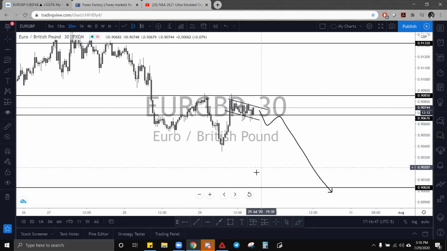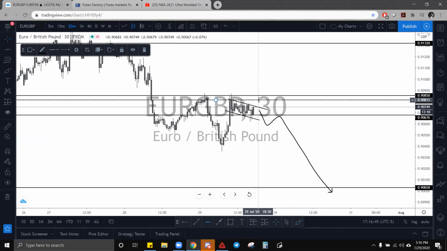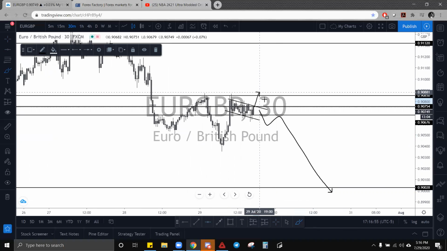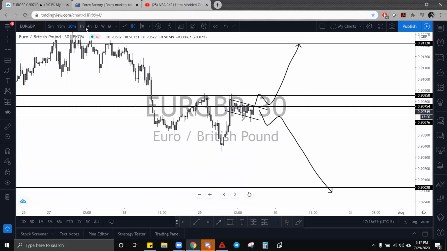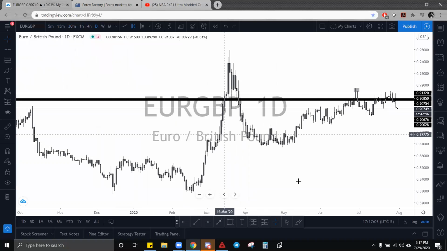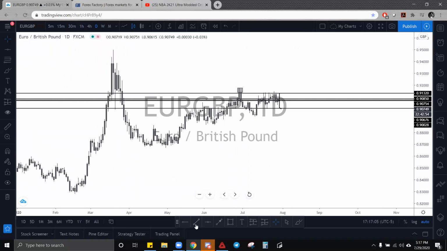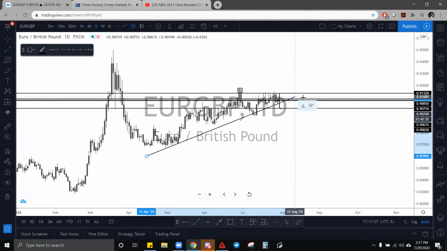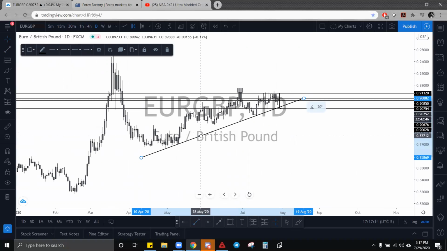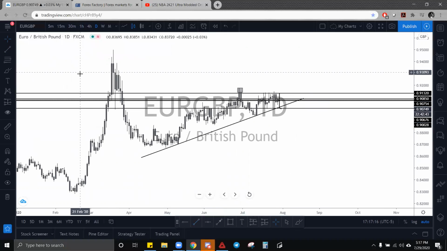Because what could happen, this thing honestly could break out of this flag, retest, and take back off, because the overall trend is a bullish trend. If you look at the daily time frame, this is a bullish trend. On the 4 hour, there's a trend line. You could actually draw a trend line through the past higher lows.